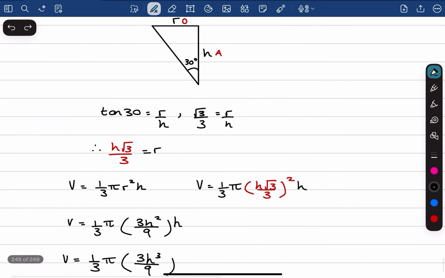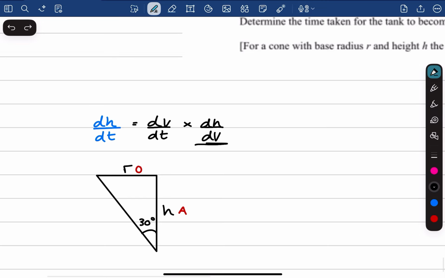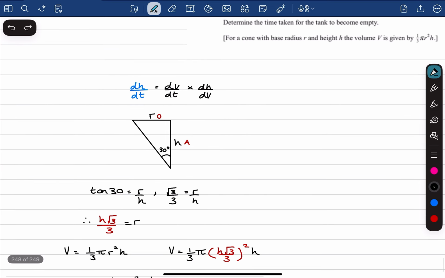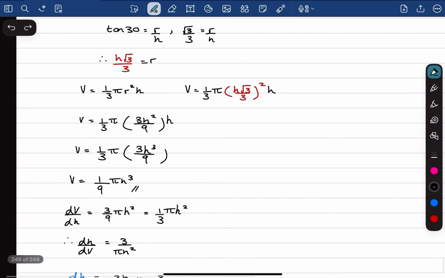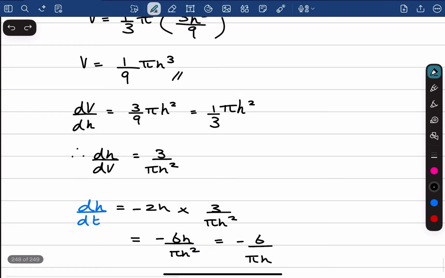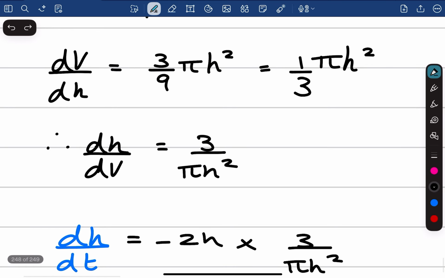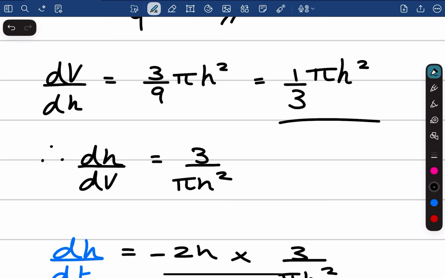But in terms of our equation, we need dh over dv, not dv over dh. And the way you do that is by finding a reciprocal. So you basically do 1 divided by dv over dh. So that would just be 3 over pi h squared. So you essentially just flip this around, yeah, and then you end up with 3 over pi h squared.